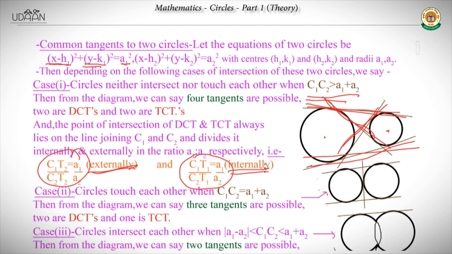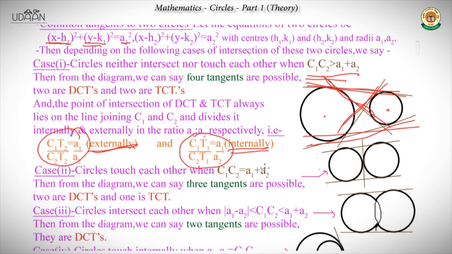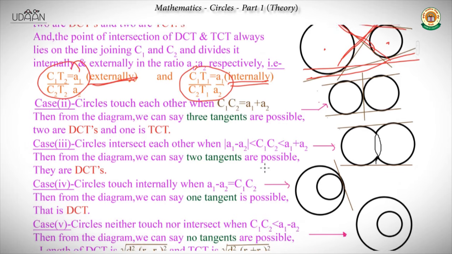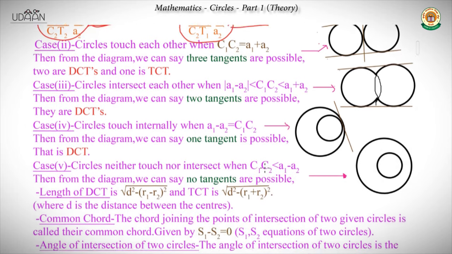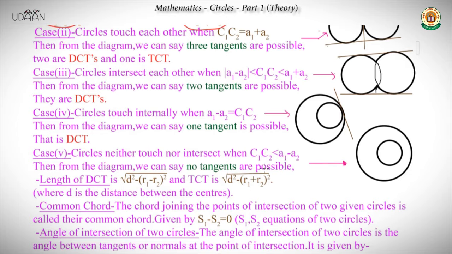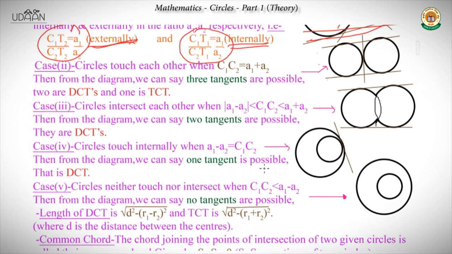Now the second case: the distance between the centers c1 c2 equals the sum of the radii a1 plus a2. Then there are 2 possible direct common tangents and 1 possible transverse common tangent. Next case, when the circles intersect each other at 2 different points, then only 2 direct common tangents are possible, and no transverse common tangent is possible.